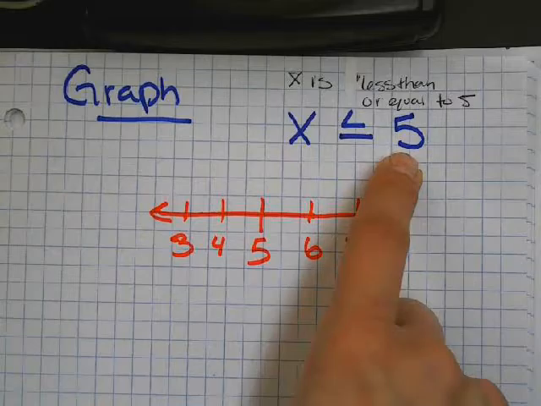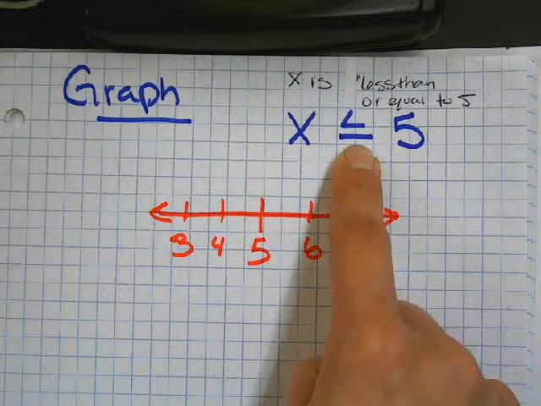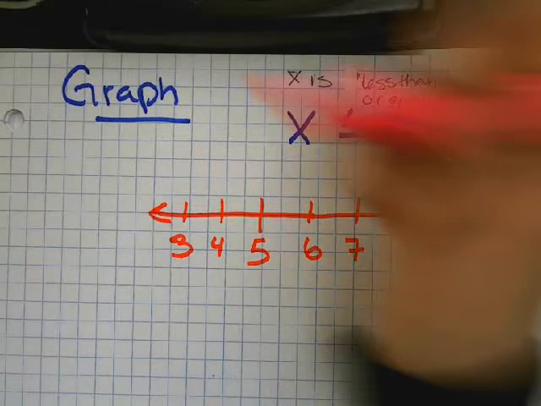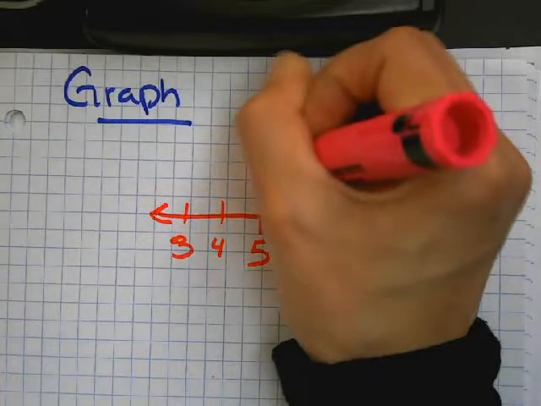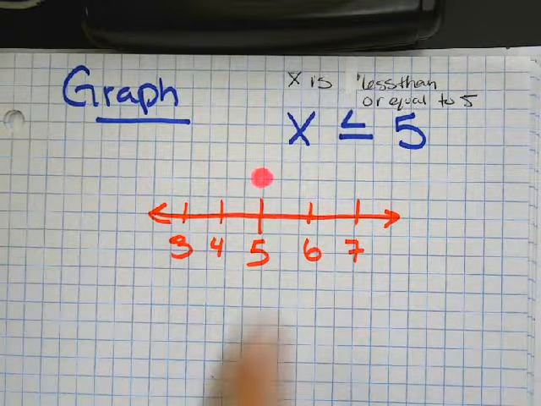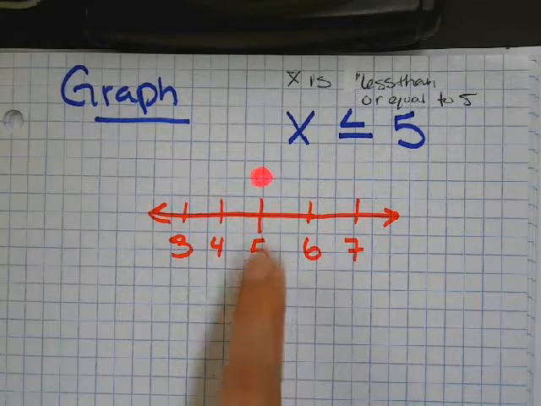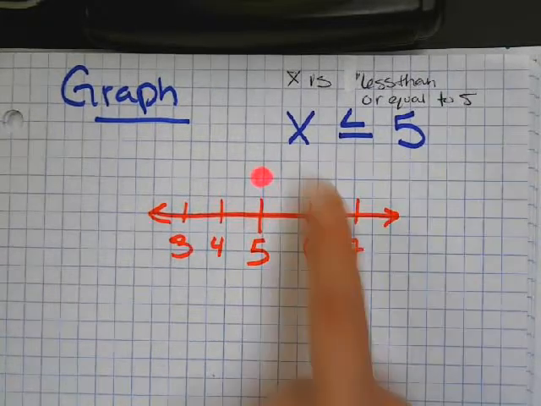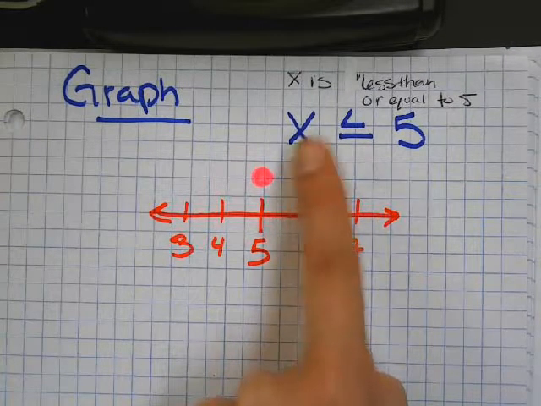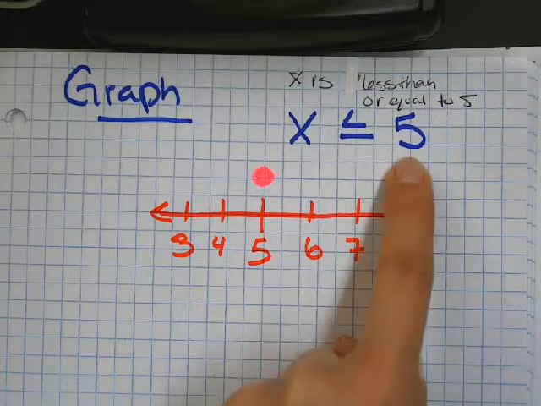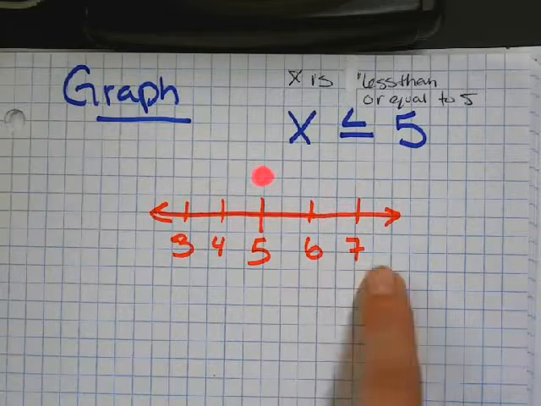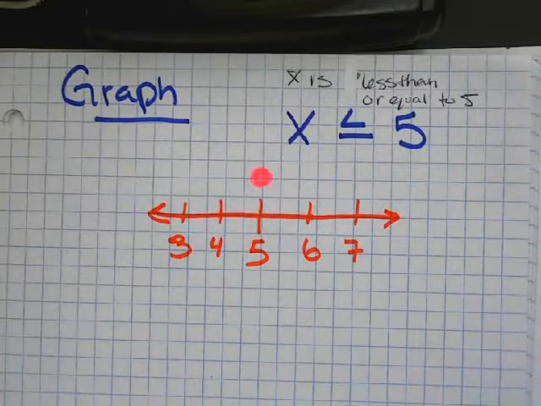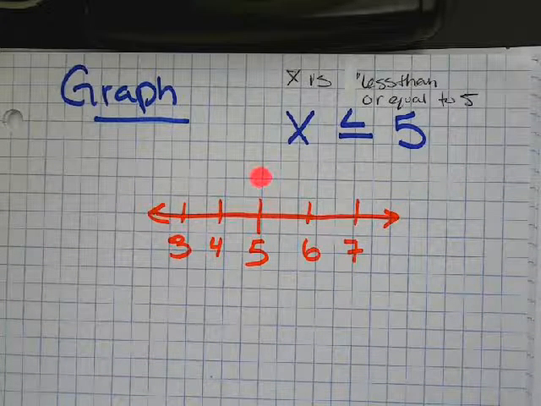X is less than or equal to 5. Or equal to. What does that mean? Could it be 5? It could be equal to 5, right? So that means that we have what we call a closed circle. Good. That means that 5 is part of your solution. 5 is actually a number we include. Now, x is less than or equal to 5. I'm looking for the numbers. What numbers can I put in here? What numbers are less than or equal to 5? Is it 4, 3, 2, 1, or is it 5, 6, 7, 8? Which numbers are less than or equal to 5? So that's the way we shade.